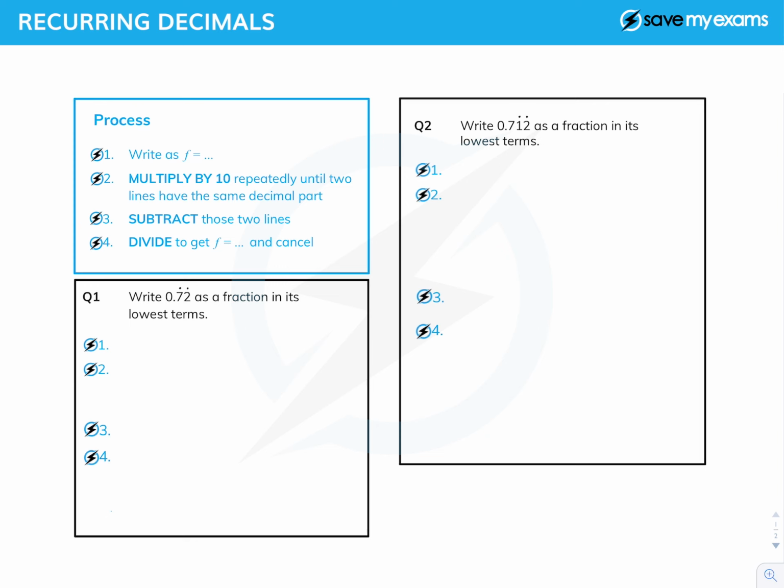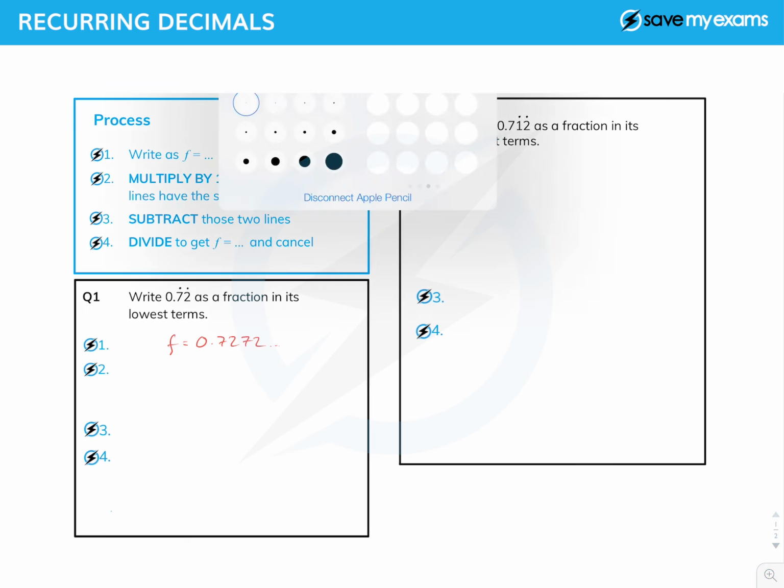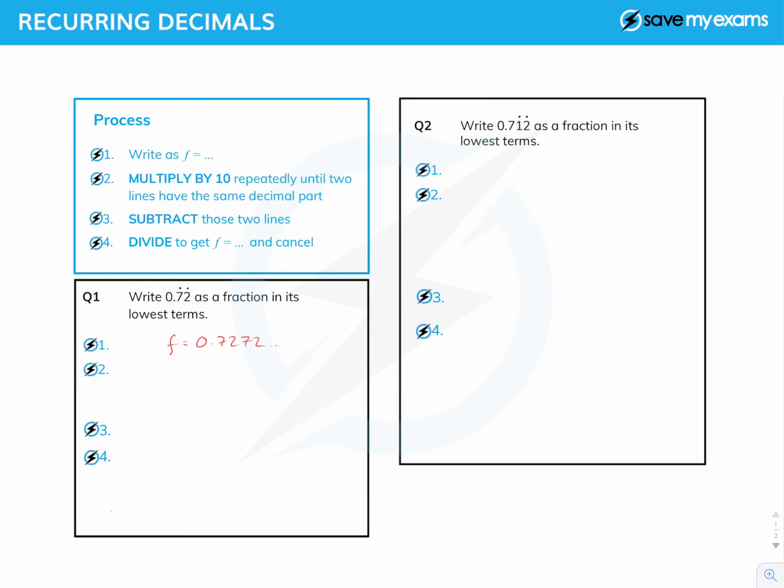Okay, right, so the first thing we need to do, step 1, it says write as f equals. So let's do that. Now I'm actually not going to use the recurring notation, but I'm going to start writing it out. f equals 0.7272... Okay, now what does it ask me to do? It asks me to keep multiplying by 10 until two lines have the same decimal part. Let's see what that means in practice.